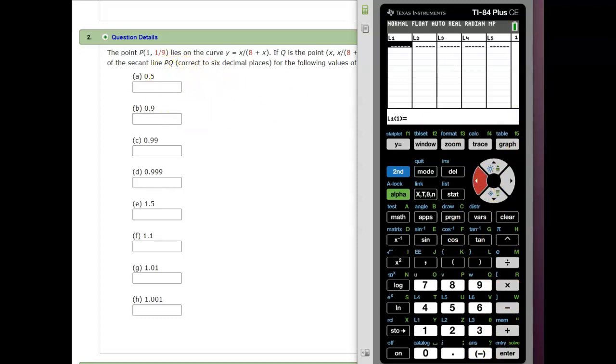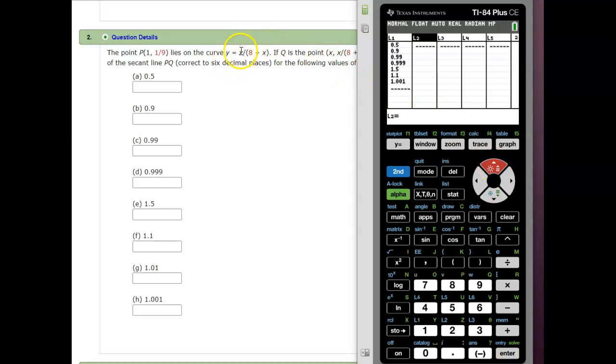So these are my x values: 0.5, 0.9, 0.99, 0.999. And then it starts from the other side: 1.5, 1.1, 1.001. Now they didn't give me what I'm supposed to use for my y values here. They only give me x values.